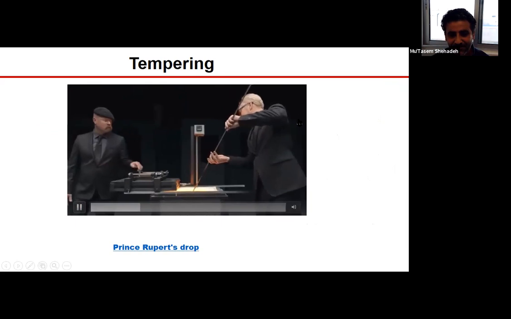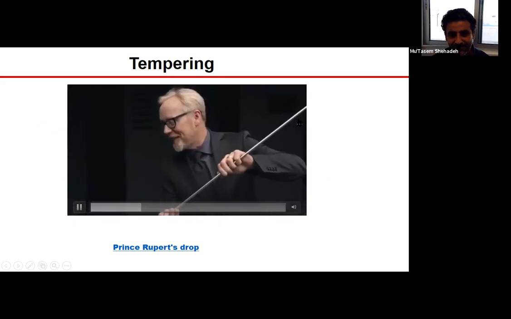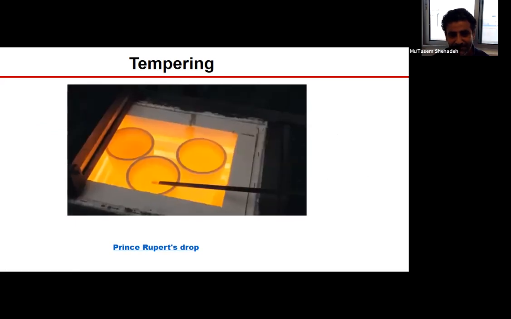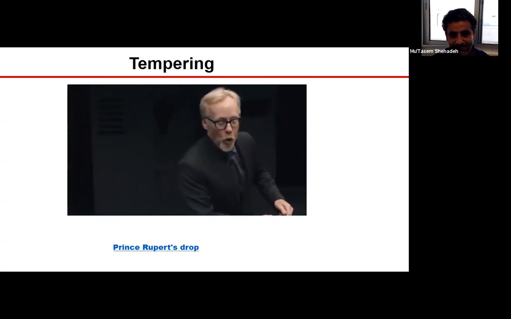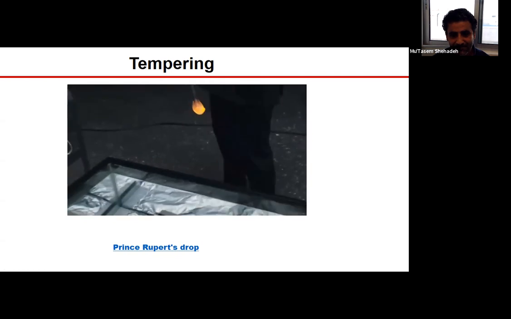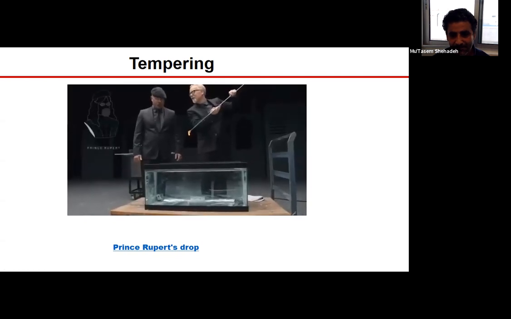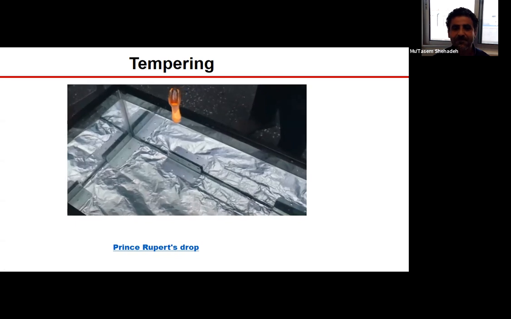Yeah, this hot stuff is your basic everyday soda lime glass. There's nothing remarkable about it except that it's white hot and molten. I'm going to drop it in cold water. It's called a Prince Rupert drop. Who's Prince Rupert? Some variant from the 1600s. He came up with this.